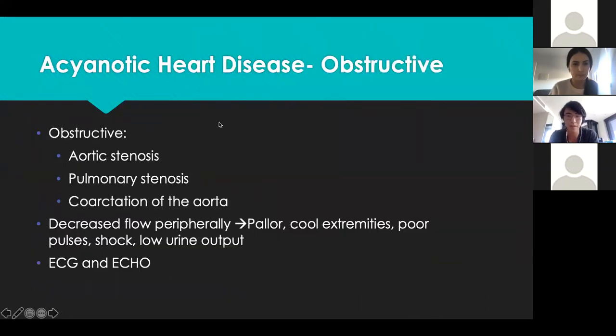Cool. So that's pretty much all of your acyanotic heart disease, which involve your left to right shunts. The obstructive ones are your stenoses, and then your coarctation of the aorta. And so you're not getting enough blood to your limbs peripherally. And so you're going to get pallor, cool extremities, poor pulses, shock, low urine output, etc. And so you're not going to get cyanosis though, because you're still getting oxygenated blood when it does get there, unless it's very, very severe. And yeah, you diagnose it with your typical cardio investigation, so ECG and echocardiogram.